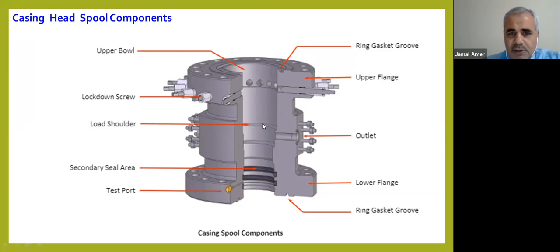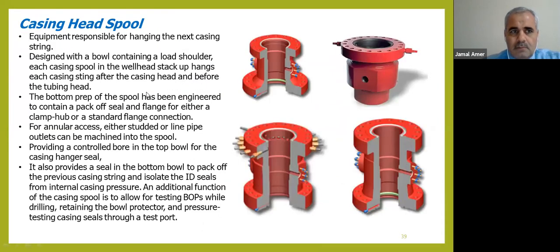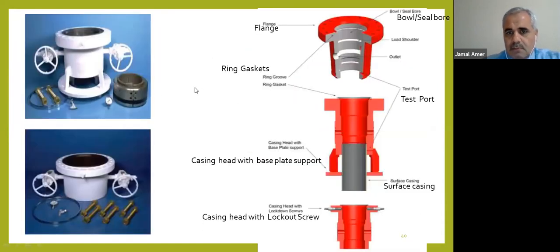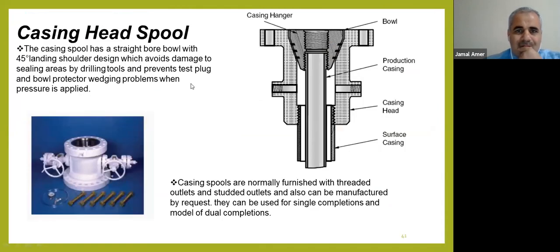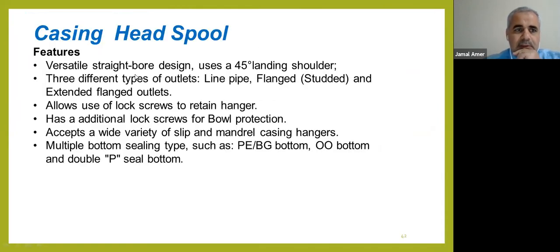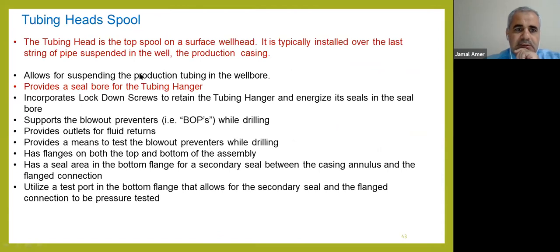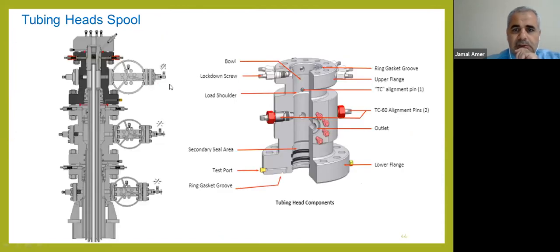We have here the loading shoulder, where the casing hanger will stop, and we have an outlet to monitor the pressure. If we have annulus pressure, we monitor pressure here. We have flanges, we have a test port, all this. All these slides will be explained in our course in detail.